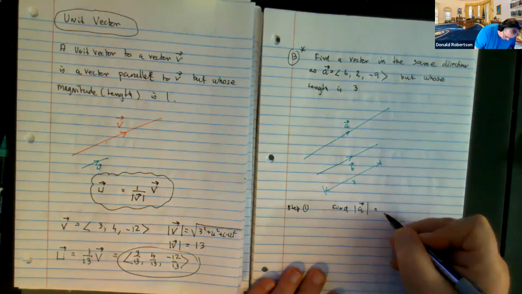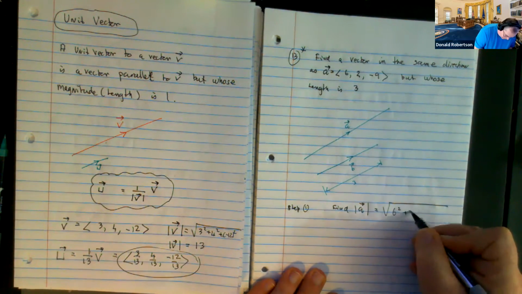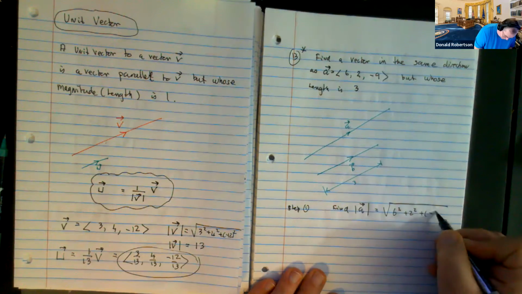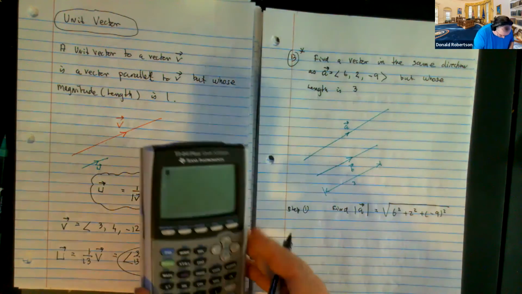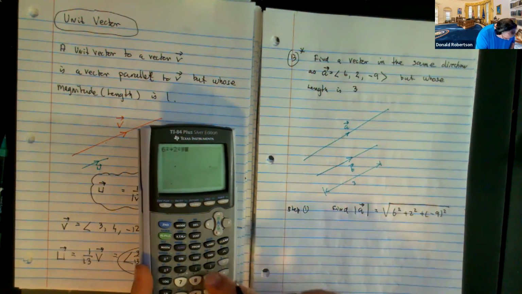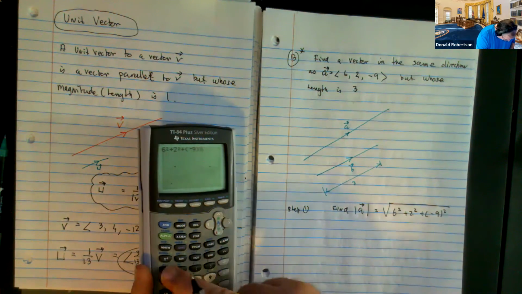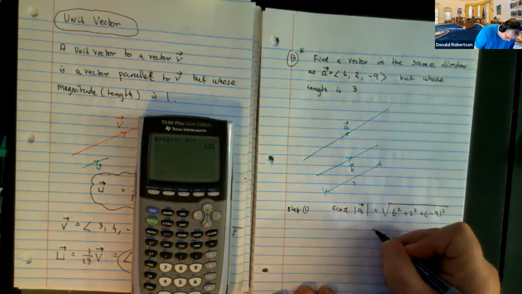So that's going to be the square root of 6 squared plus 2 squared plus negative 9 squared. Now that'll be a miracle if it comes out nice, but let's see what we get. 6 squared plus 2 squared plus negative 9 squared. Would you believe it? They are good.